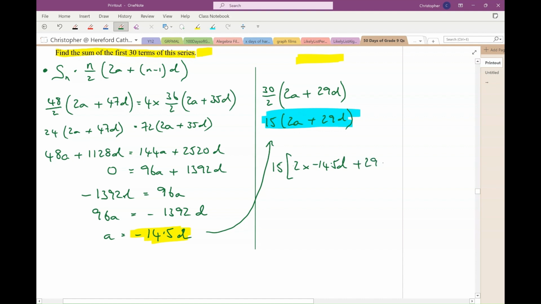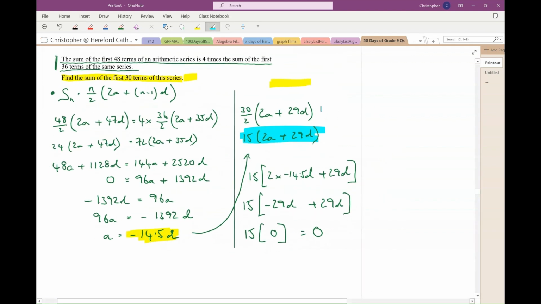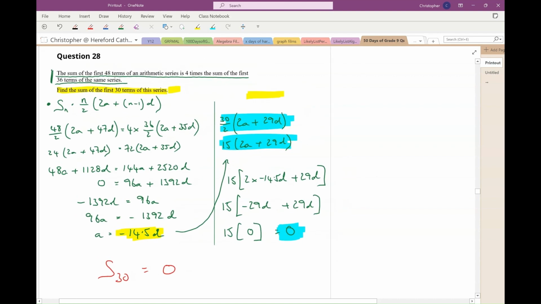plus 29D. And look what happens here. It's 15 multiplied by twice minus 14.5D, which is minus 29D. Copy down the plus 29D. Look at that. So you end up with 15 multiplied by 0, which is 0. So the sum of the first 30 terms, which is given by this expression, is equal to 0. So the answer is: the sum of the first 30 terms equals 0. So I didn't actually have to find the value of A or the value of D in the end.